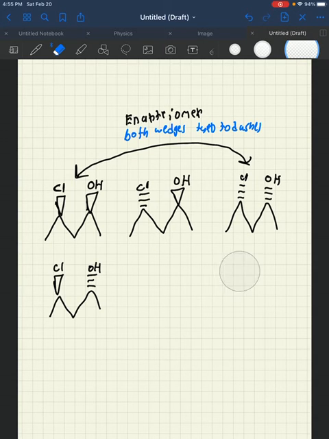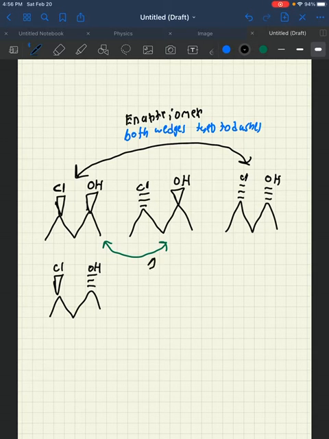Now then, if we're going from here, I'll color code this for you. So black is enantiomers, and the green arrows are going to be your diastereomers. These two right here are diastereomers. The first and second are diastereomers because we only have one wedge turning into a dash. Now then, same for these ones. The green are once again going to be the exact same: one wedge turning into a dash.